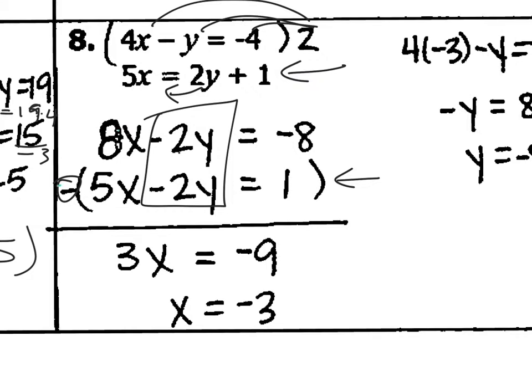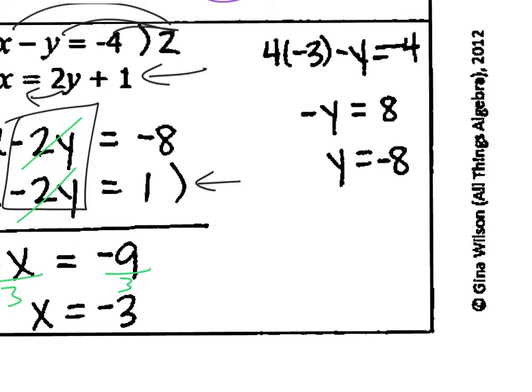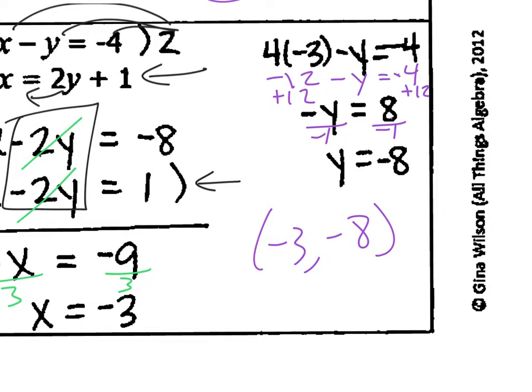And when you do that, 8 minus 5 is 3. The two y's cancel out. And negative 8 minus 1 is negative 9. Divide by 3, and you get x equals negative 3. Then we take that answer, plug it back into one of the equations. It doesn't matter which one. So you end up getting negative 12 minus y is equal to negative 4. And then when you add the 12 to both sides, negative 4 plus 12 is a positive 8. Divide by negative 1 here, and you get y is equal to negative 8. So negative 3, negative 8 is your solution.